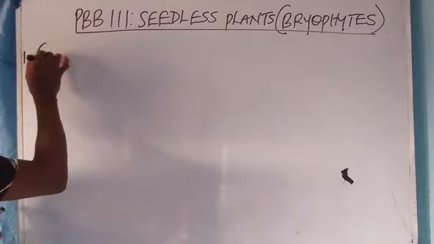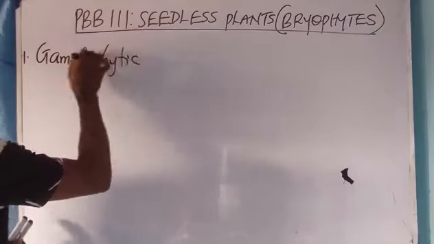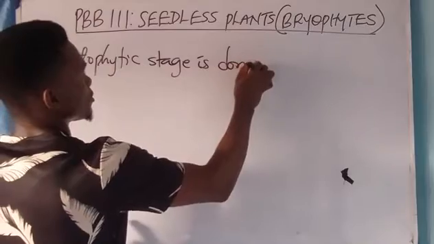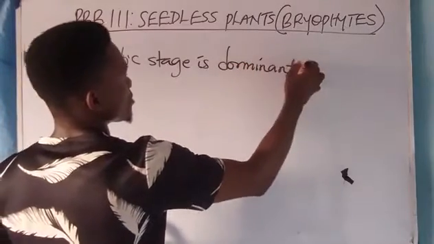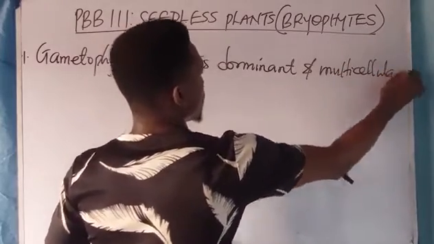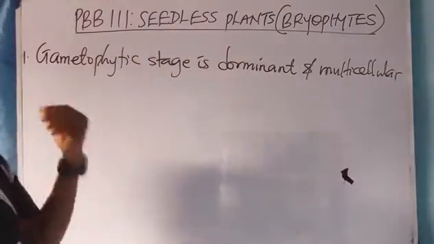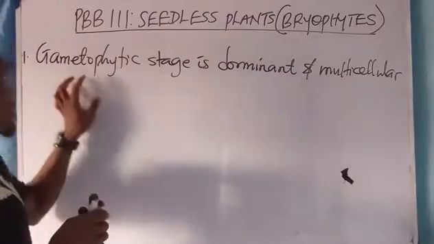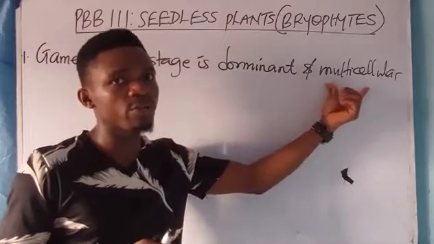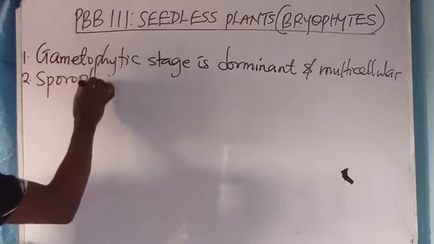First, the gametophytic stage is dominant and multicellular. Please, in bryophytes, which are the seedless plants, they undergo alternation of generation. The gametophytic stage is the dominant stage, and it is multicellular.